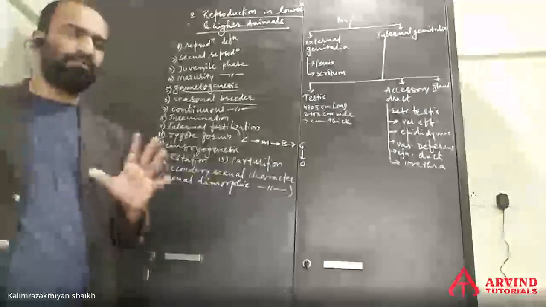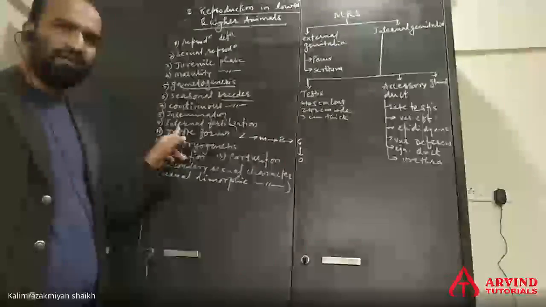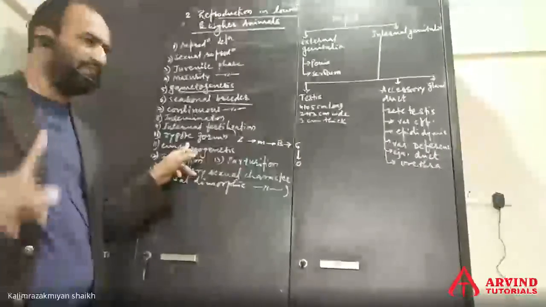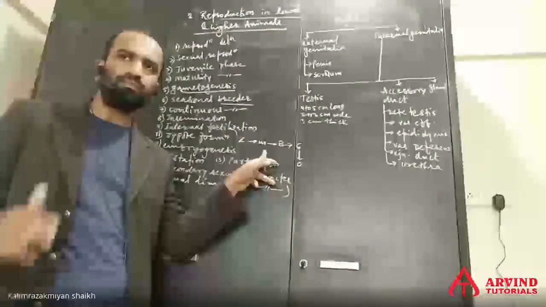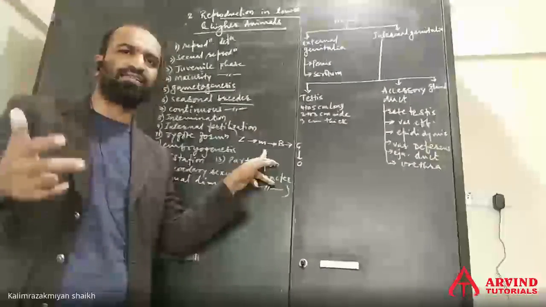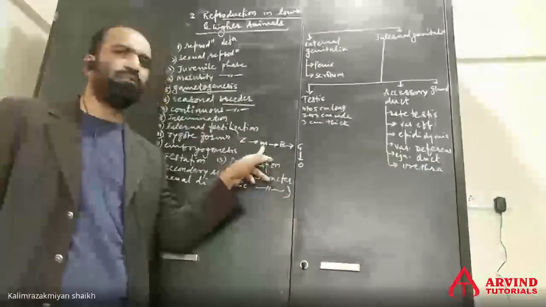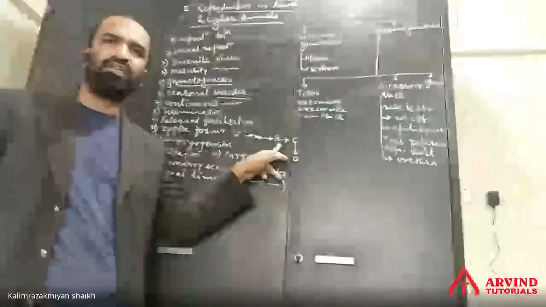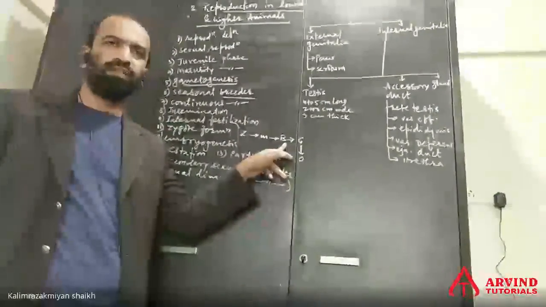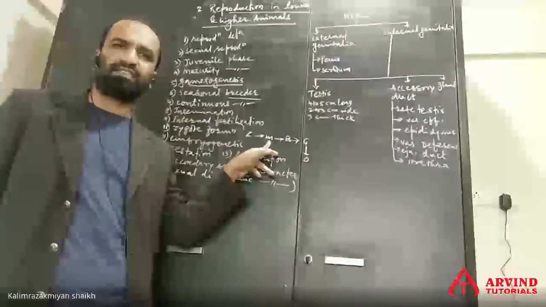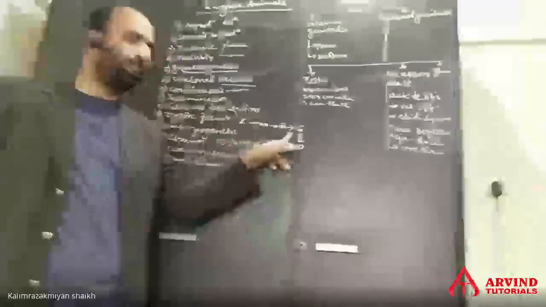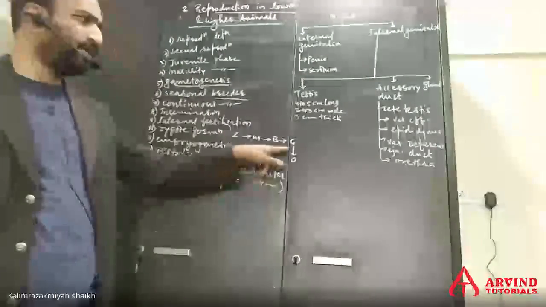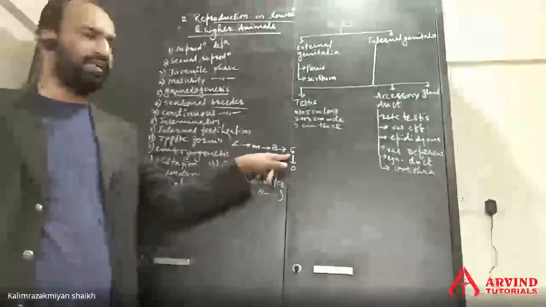Once again I will repeat it. In internal fertilization, the zygote is formed. The zygote is the first cell of life. The zygote forms a 2-cell, 4-cell, 8-cell and 16-cell structure called the morula. The morula forms the blastula. The blastula is the 32-celled embryo along with fluid, and the morula is the 16-celled structure without fluid. The blastula forms the gastrula. In the gastrula, three germ layers are formed: ectoderm, mesoderm and endoderm. That is called the gastrula.